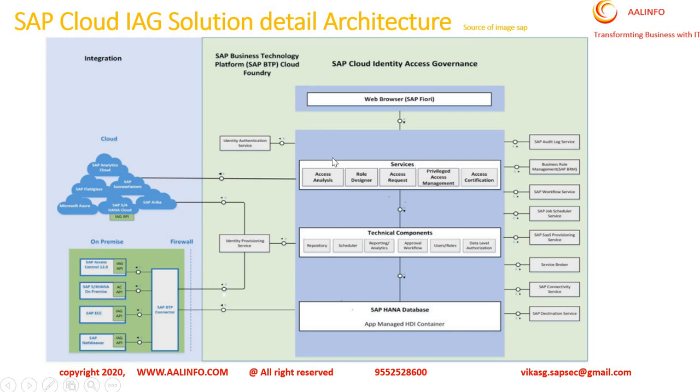If you do access risk analysis, we have the audit log service given by SAP. If you are using BRM, we can use BRM as a service, and workflow as a service. These services also have to be enabled in the system, and only then will this work. Everything here we call services, and they also have to be active in the system. So that's the core idea behind the architecture.